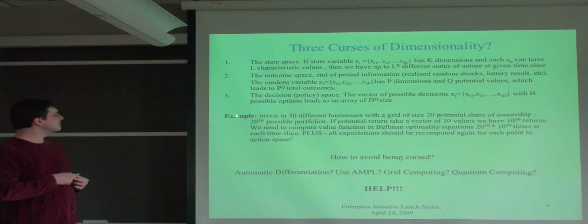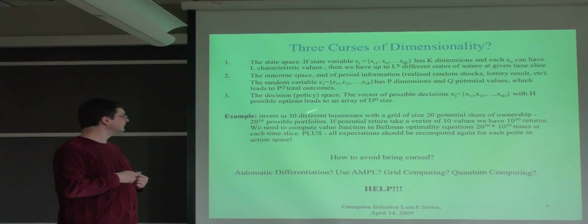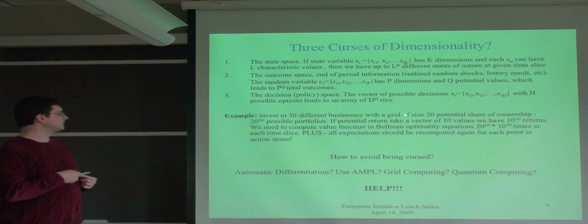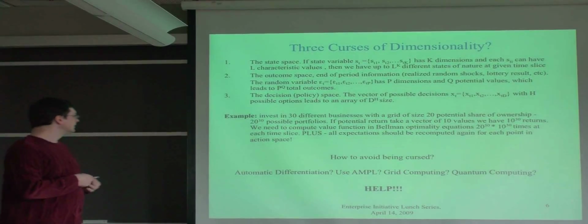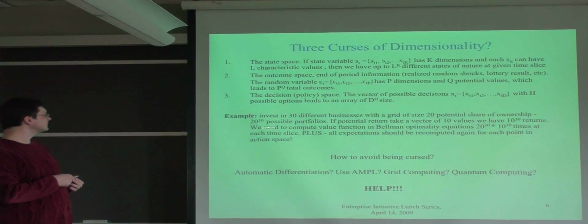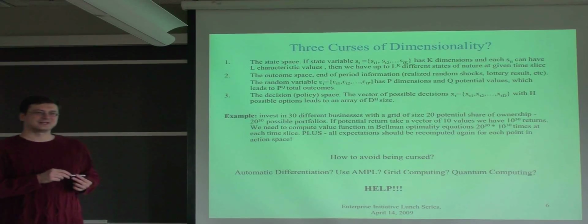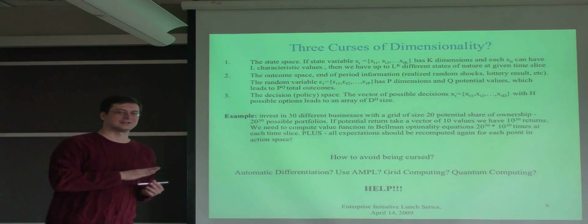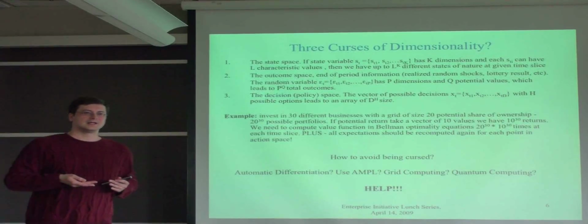And this is a simple example: you have a simple investment problem with 30 different businesses, and in each you have a certain potential share of the ownership. You have 1/2, 3/2, and so on. If potentially you consider just 10 values, you have 10 returns, and so on. So what I want to stress here is that economics problems get really complicated really quickly if you try to solve them directly without any sophisticated method.